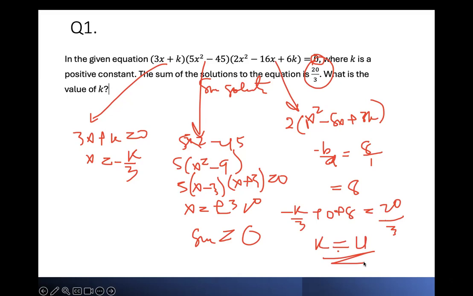This is the way I want to approach it. You should approach every question like this as much as possible. Think about what they want you to do, and then handle it.